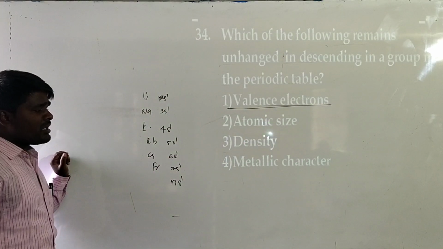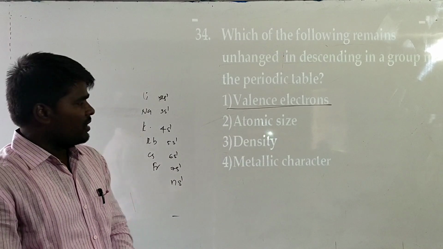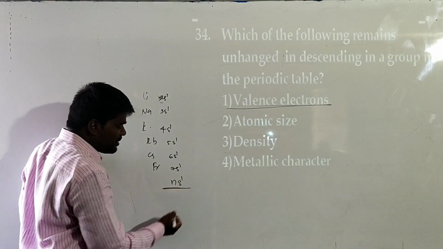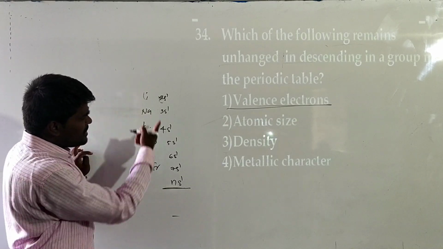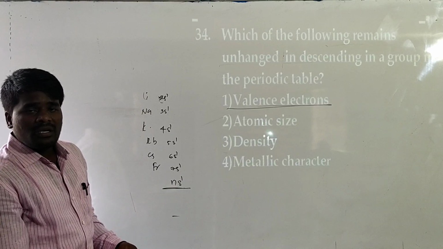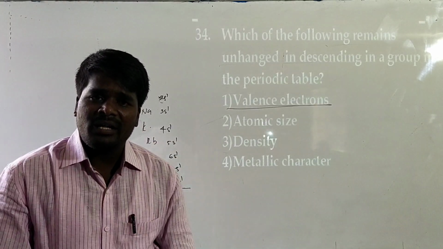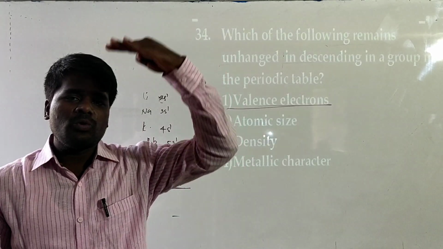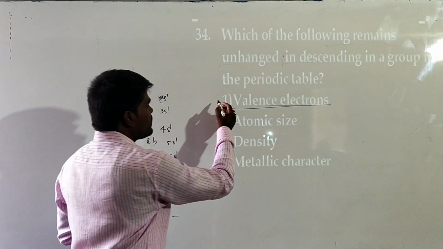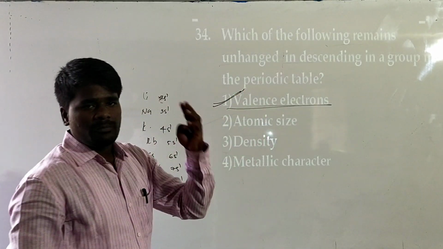Valence electrons means the number of electrons in the outermost shell. What is the outermost shell here? The s orbital. How many electrons are there in the s orbital? 1 electron. Is there any change in the valence electrons when coming from top to down in a group? The number of valence electrons remains unchanged when you are moving from top to down in a group in the periodic table. This is the property that remains unchanged.